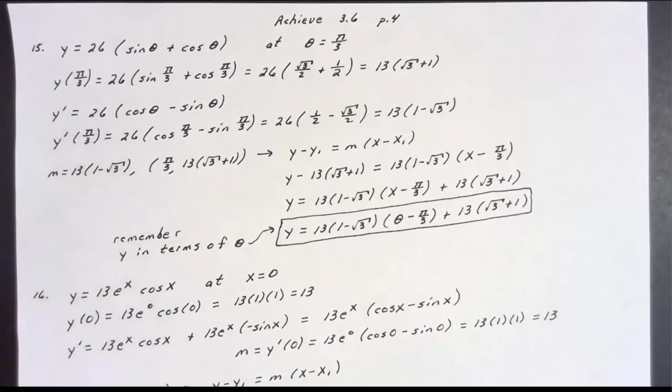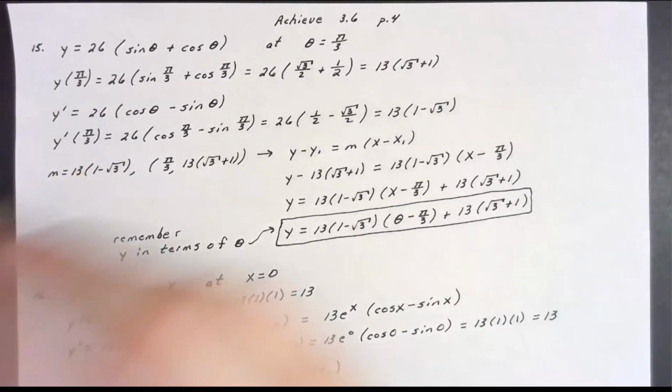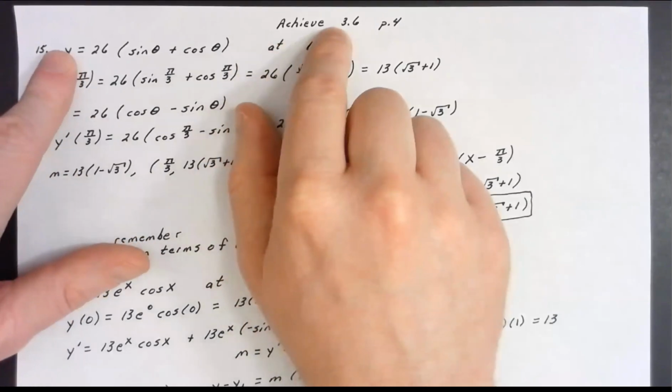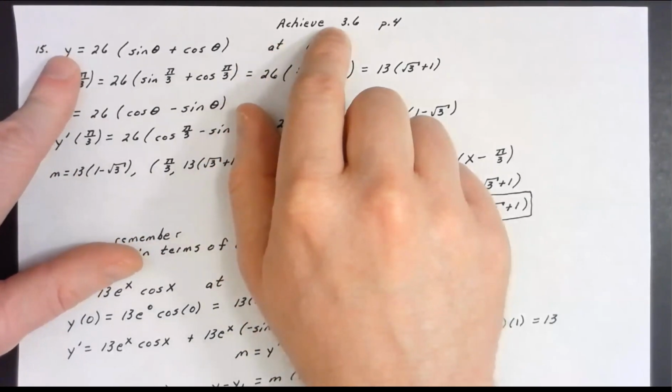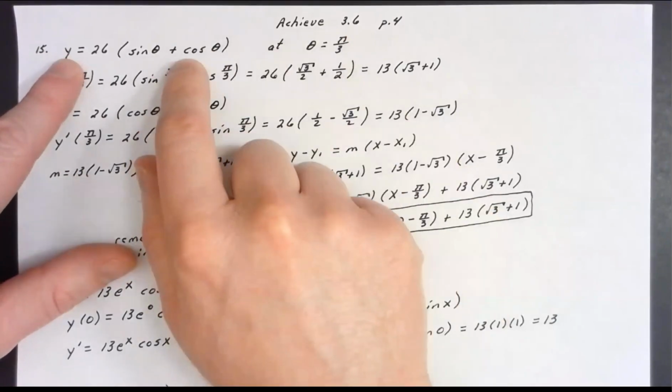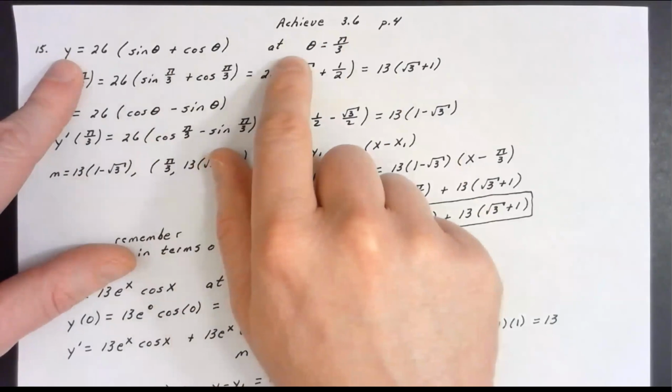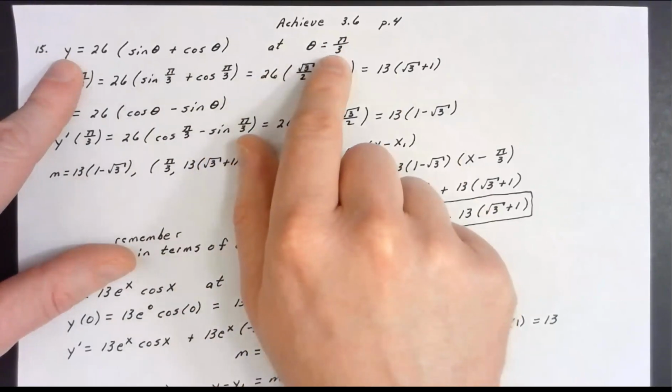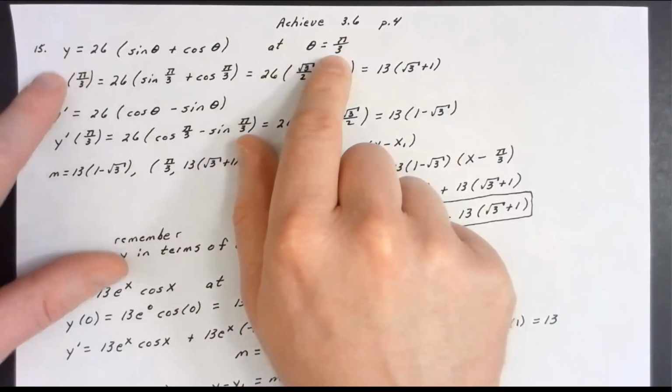Let's take a look at the remaining problems on the 3.6 Achieve homework assignment. There are several of these problems where it's asking you to find the equation of the tangent line. Number 15 gave me the problem y equals 26 times the quantity sine theta plus cosine theta, and it was asking me to find the equation of the tangent line at theta equals pi over 3.